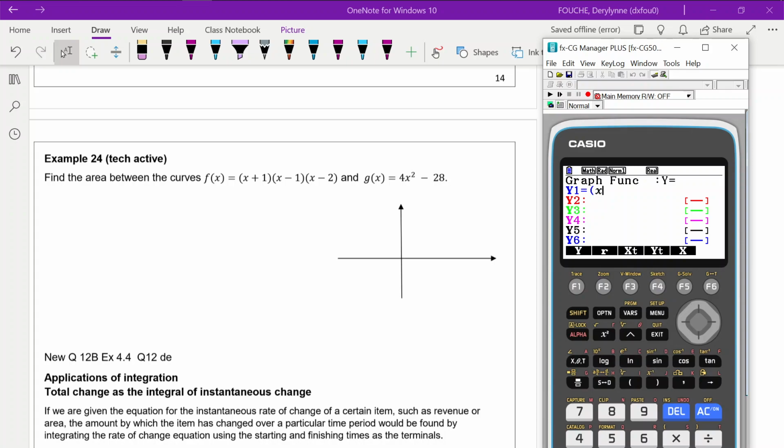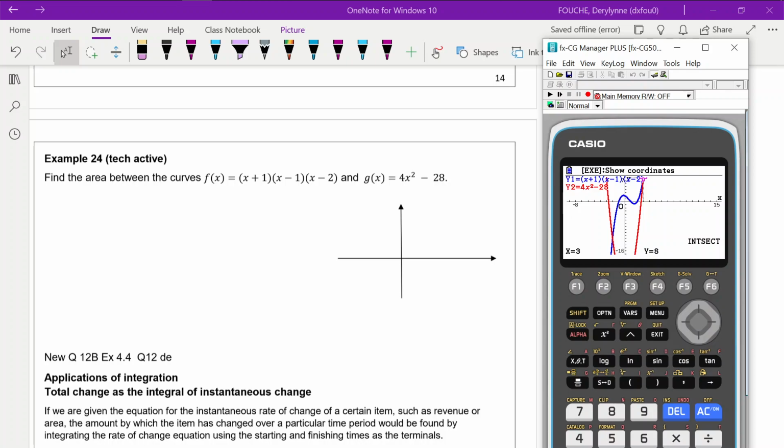So we have (x plus 1)(x take 1)(x take 2), and my second function was 4x squared take 28. Right. And I'm going to draw this thing, and oh, that looks okay. Let's just zoom in a little bit. Alright, cool. I have an intersection point somewhere down there, and I can go G-sol intersect, and can you see it's at -2, and if I use my right arrow I've got another one at 3.